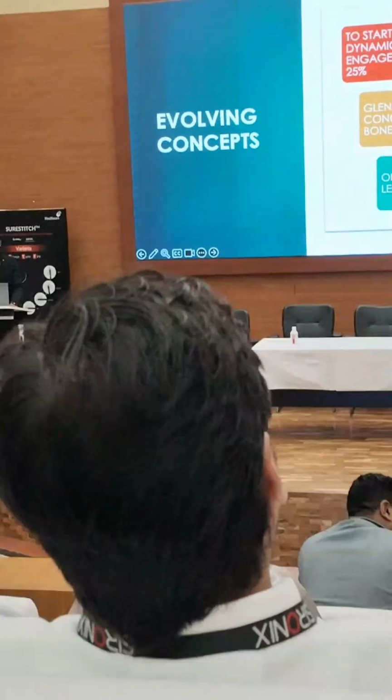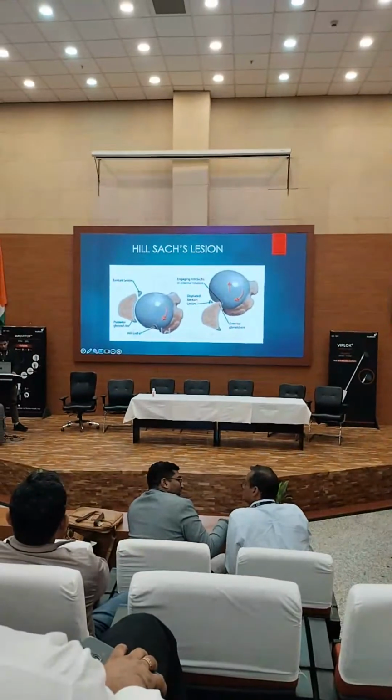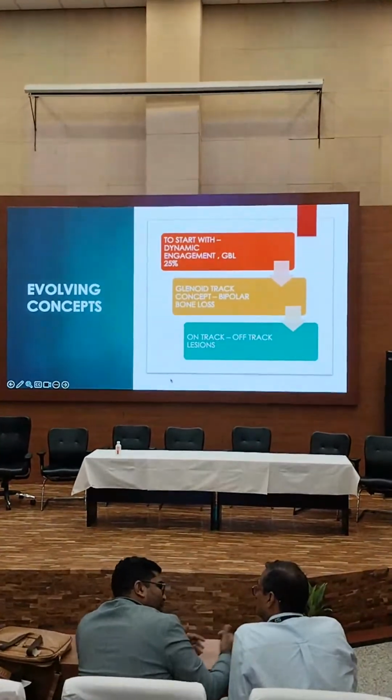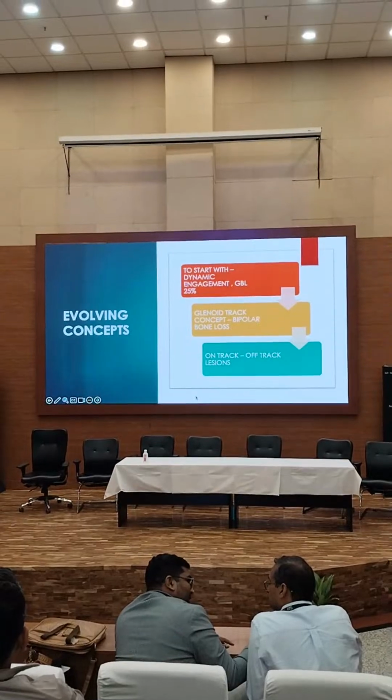Hill-Sachs lesion is actually a posterolateral bony defect in the humeral head because of repeated compression fractures which happen on every episode of dislocation. So as we all know, we have discussed in the morning about the bipolar bone loss.